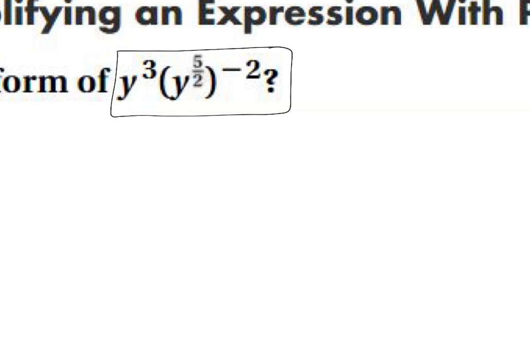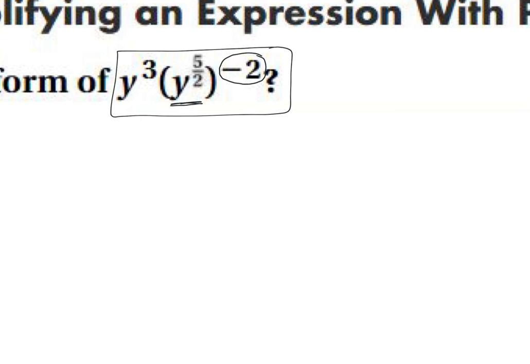Whatever's raised to an exponent, you have to identify what the base is. In this case, our exponent outside the parentheses is -2, right? What's the base for the exponent -2? Ashton? Very good. Y to the 5/2.